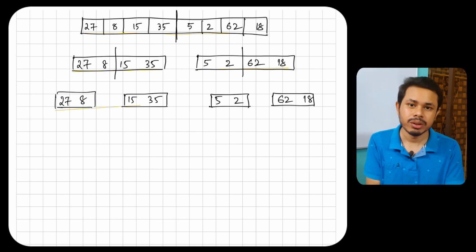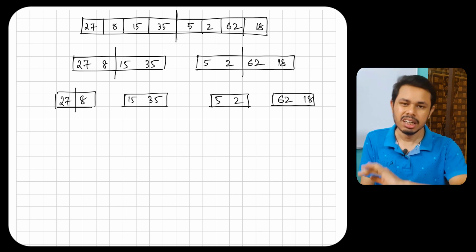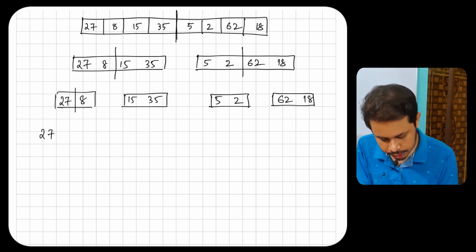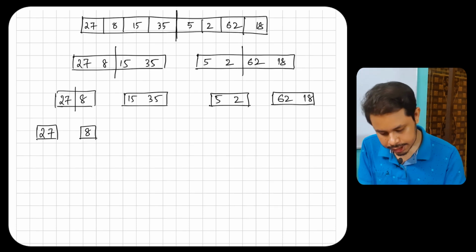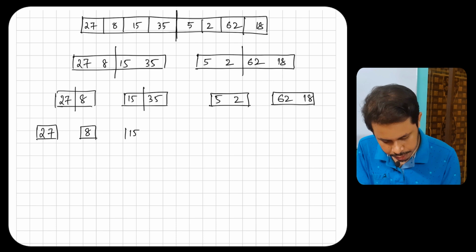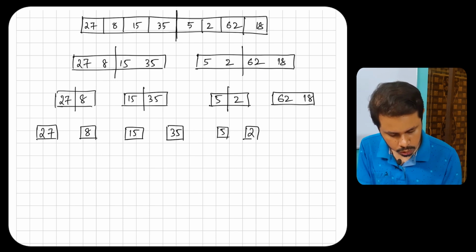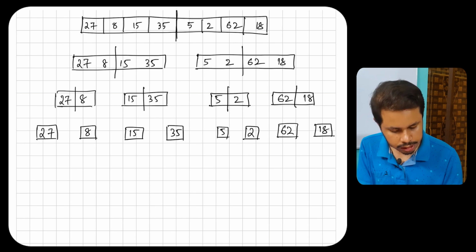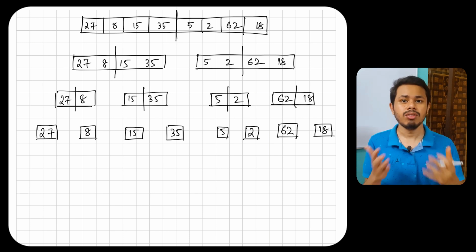If you have understood this merge procedure, why we are actually breaking that array, you can understand why we are doing these kinds of steps, right? So what option do we have? This smaller array would be broken into two similar parts. It would be 27 and a single element array, 8. We can break this array also. It would have 15 and 35. Similarly, it would have 5, 2, 62 and 18.